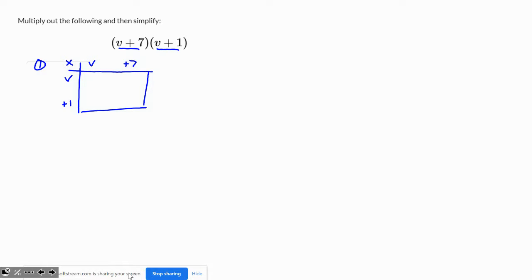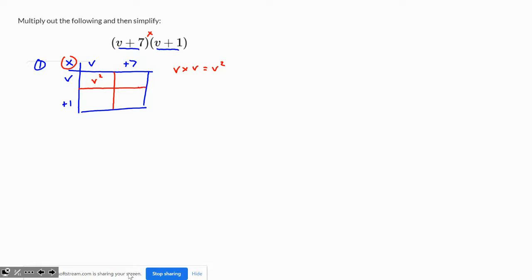positive 1. The key to this is remembering that we are multiplying, because if we have two brackets next to each other with nothing in between them, no plus, no minus, we are multiplying those brackets together. So if we do that, in our first section of our grid, we're going to have v times v, which is v squared.